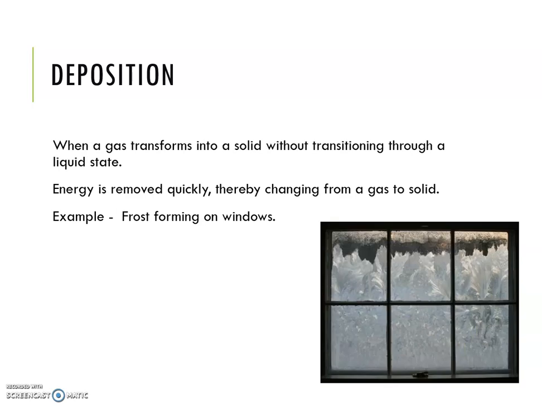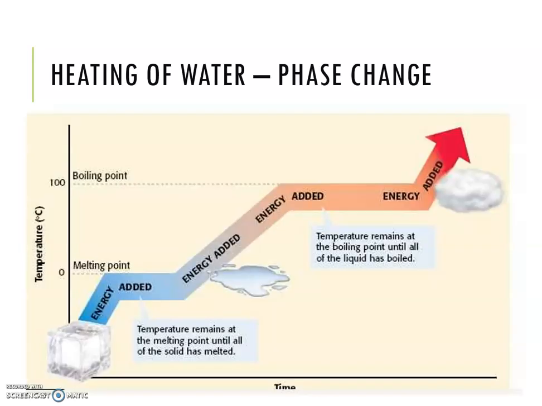Deposition is the other way, when a gas transforms into a solid without going through a liquid state. Energy is removed very quickly, changing the gas to a solid. So the moisture in the air contacts that cold pane of glass and forms frost. It goes from moisture in the air to ice on the window.